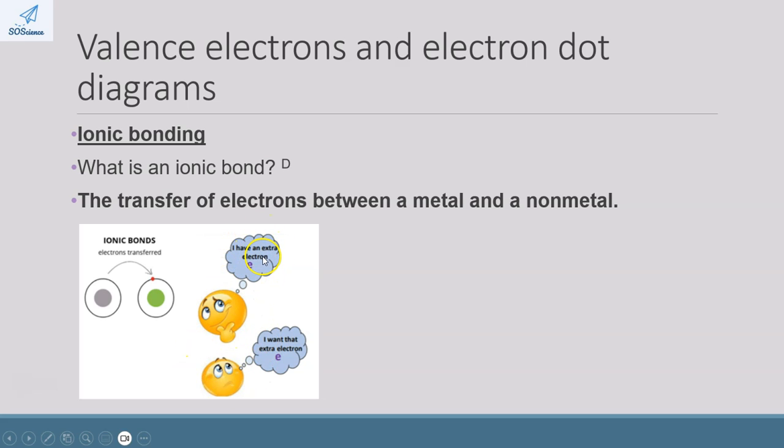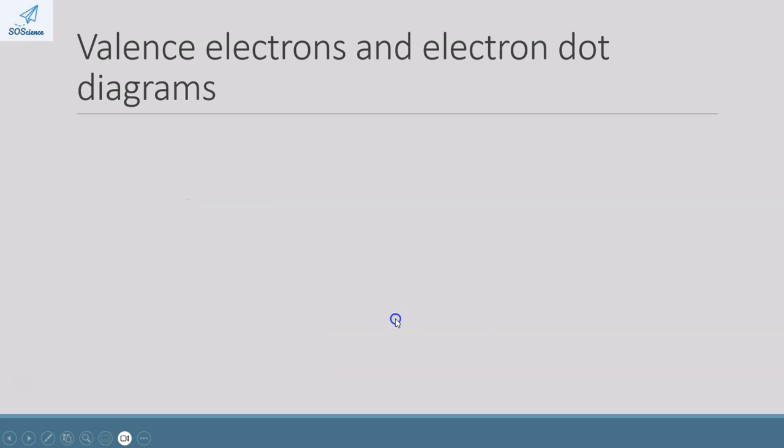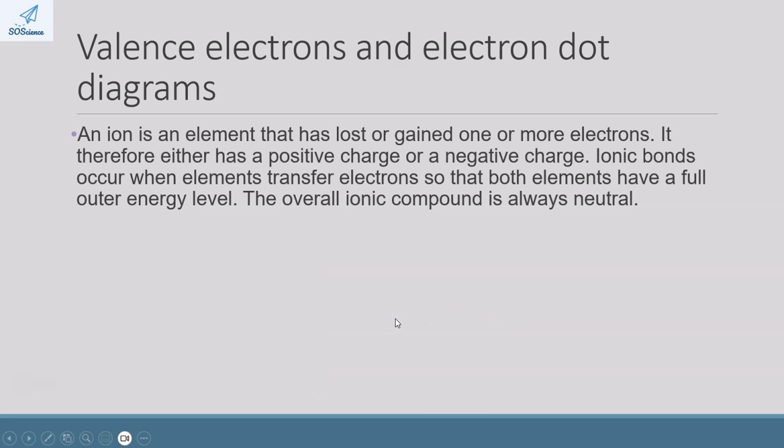The atom that gives up an electron becomes positively charged. That will always be the metal. The atom that gains an electron will become negatively charged, and that will always be the nonmetal. Remember that an ion is an element that has lost or gained an electron or more than one electron. So an ion is an element that either has a positive charge or a negative charge.